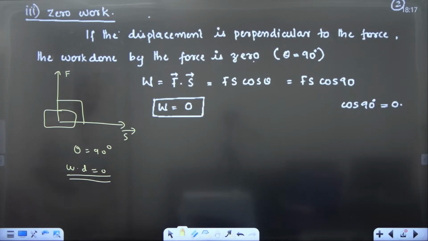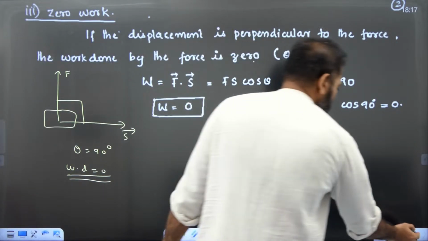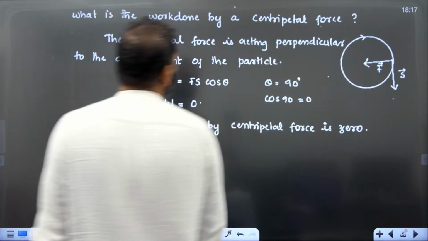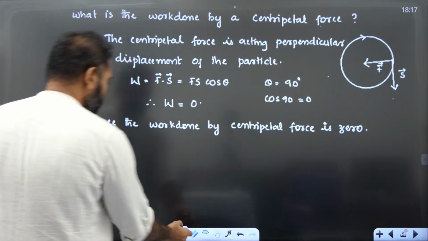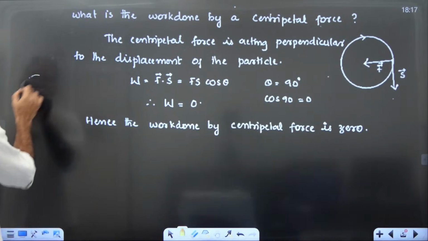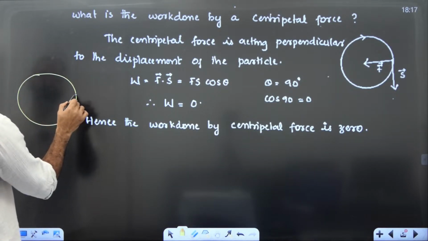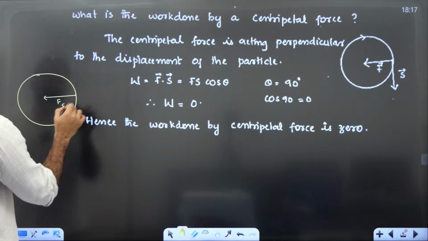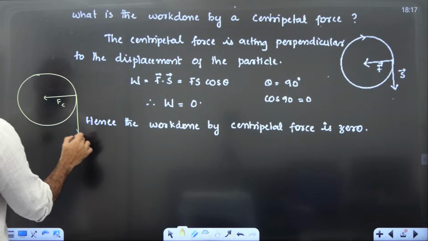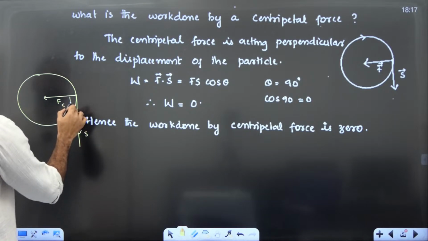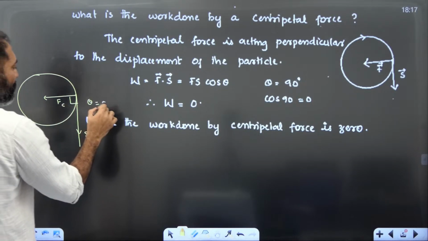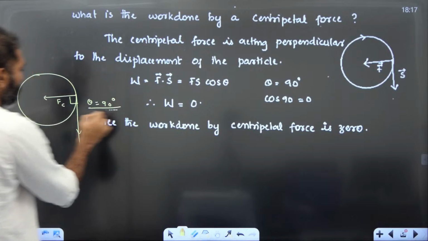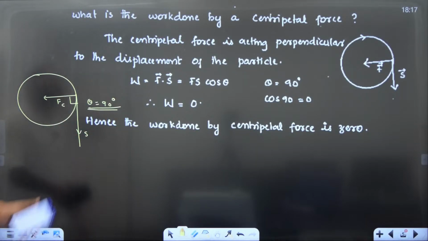So that was about zero work done. Next, what is the work done by centripetal force? See, the direction of centripetal force is always towards the center. So centripetal force's direction is towards the center. This is the displacement. So the angle between centripetal force and displacement is what? 90 degree. So work done by centripetal force is what?